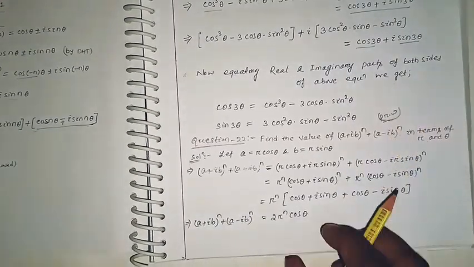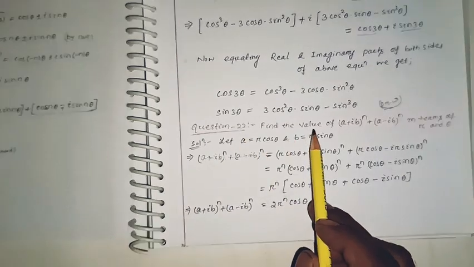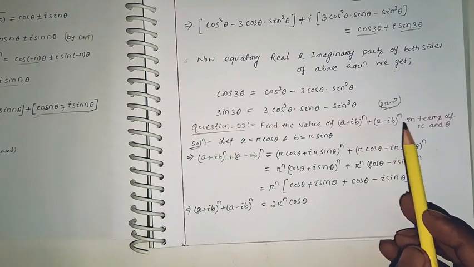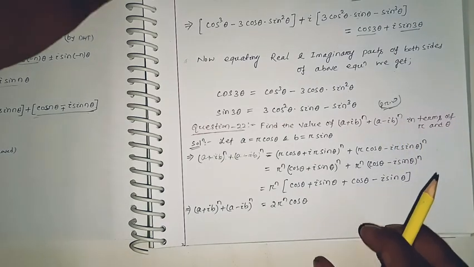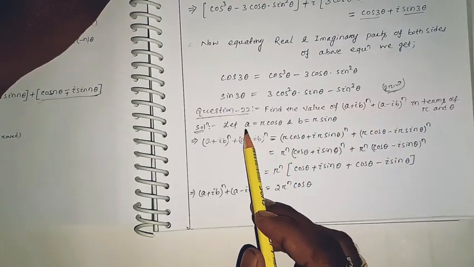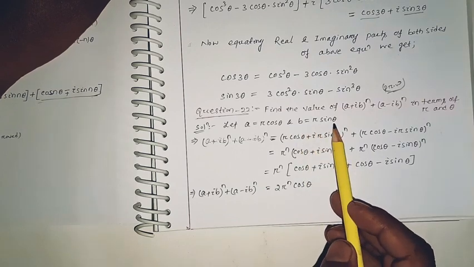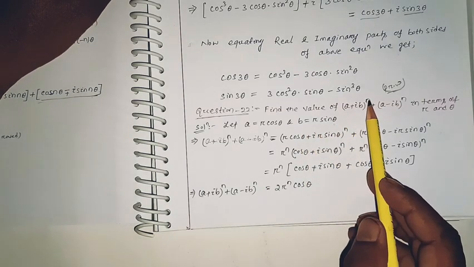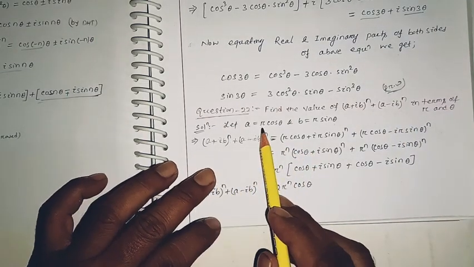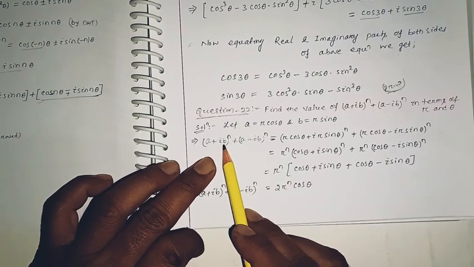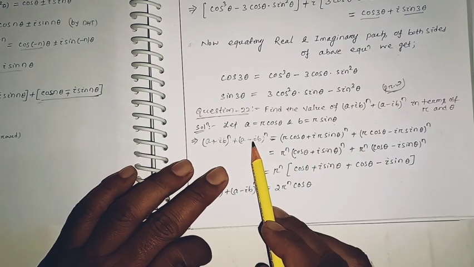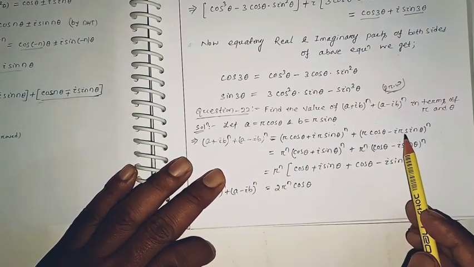Now we are going to go for another question, that is your question number 22. Find the value of (a + ib)^n + (a - ib)^n in terms of r and theta. This is another type of question. So to solve this question, consider a = r cos theta, b = r sin theta. So (a + ib)^n + (a - ib)^n will be equal to, instead of a we write r cos theta, plus i, instead of b we write r sin theta, to the power n, plus a - ib will be written as (r cos theta - i r sin theta)^n.